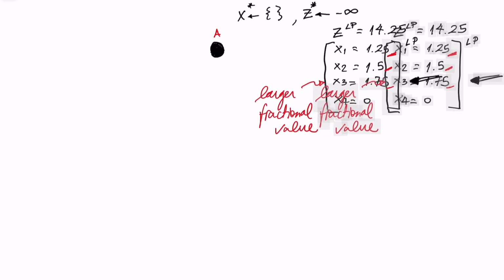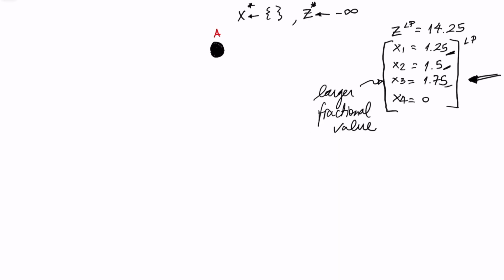So let's move this a little bit there. In this case, we're going to create a constraint on this branch that says that x3 should be less than or equal to the floor operator of 1.75. In this case, x3 less than or equal to 1. And in the other branch, we'll have a node that says that x3 should be greater than or equal to the floor operator of 1.75 plus 1. So 1 plus 1, that's 2, right? So I'm going to label these nodes B and C.